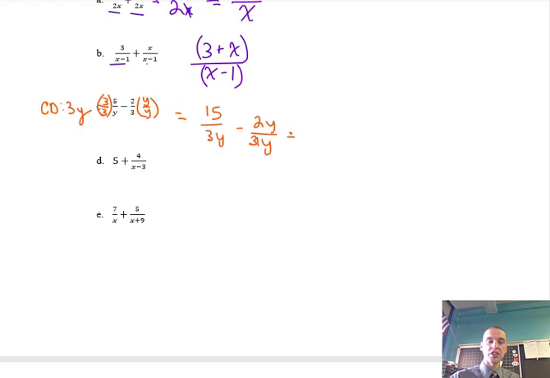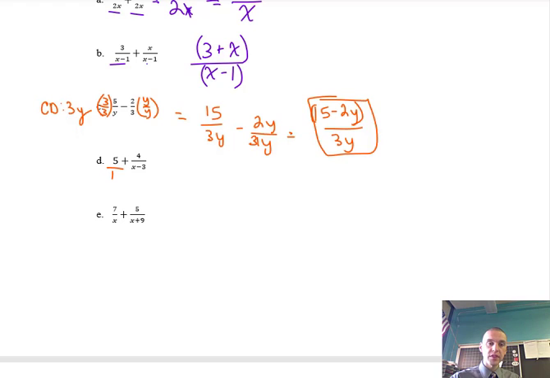And notice that these are not like terms, so I'm going to leave it as 15 minus 2y over 3y. I am done. I cannot cancel those y's. You leave it as 15 minus 2y over 3y. This y is not with each of those terms, so please do not do that.